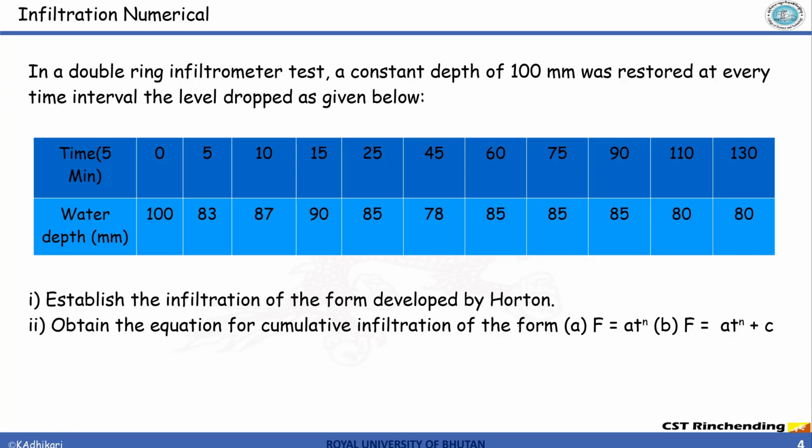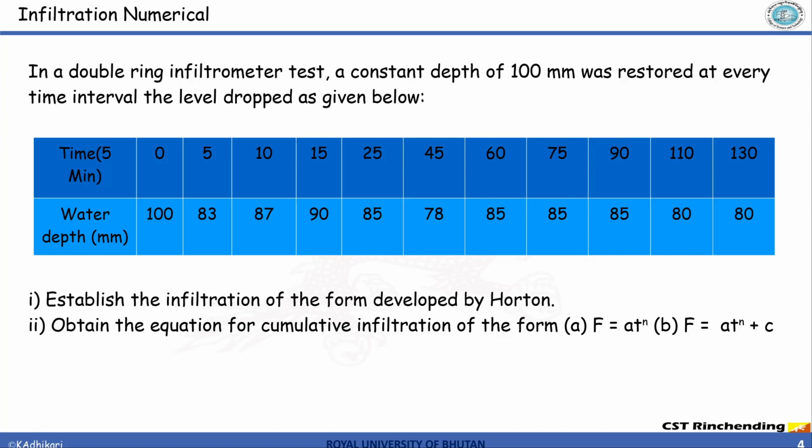Along with Horton's equation, we are also asked to model the cumulative infiltration in the form F equals A t raised to power n, where F is the cumulative infiltration and A and n are arbitrary constants. The main objective is to find the values of A and n. Likewise, there is another equation, F equals A t raised to power n plus an intercept C.